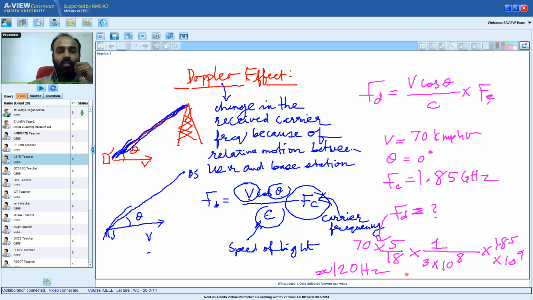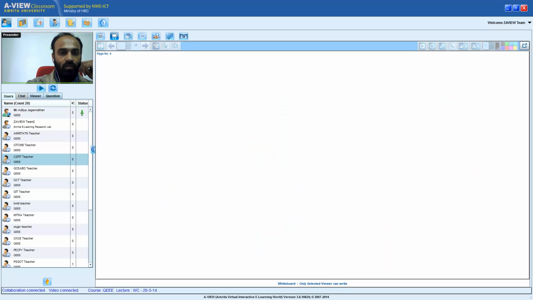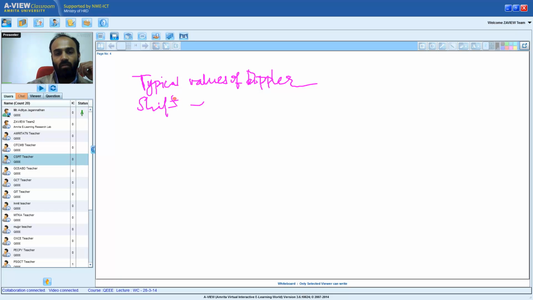It's around 50 to 100 hertz. Of course, here the velocity and carrier frequency are both high. Typically the value of the Doppler shift is around 50 to 150 hertz. So the typical value of Doppler shift for vehicular velocity is around 50 to 100 hertz.